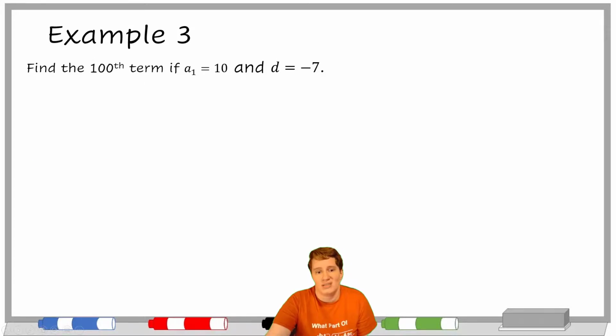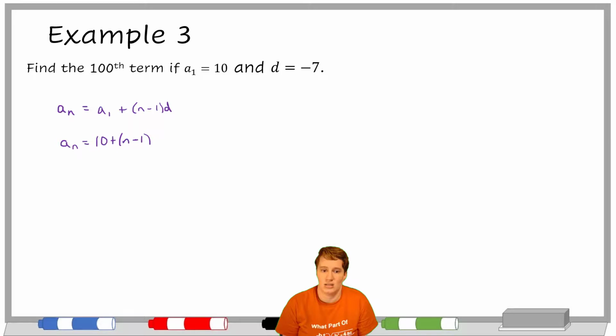And so example 3, let's find the 100th term for this. Now, this is not where we're going to sit here and make a list. What we're going to do is use that formula that was on the slide earlier: the nth term is the first term plus n minus 1 times d. So for this situation, a1 is 10 and d is negative 7.